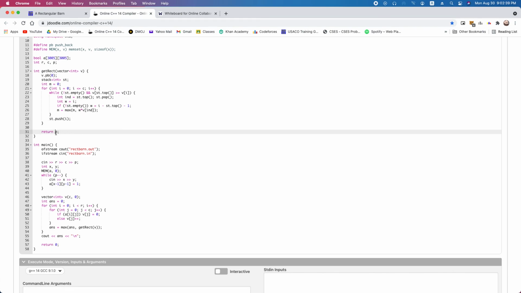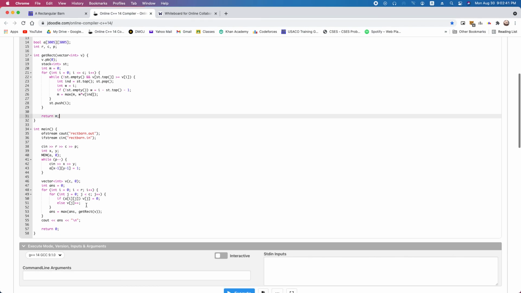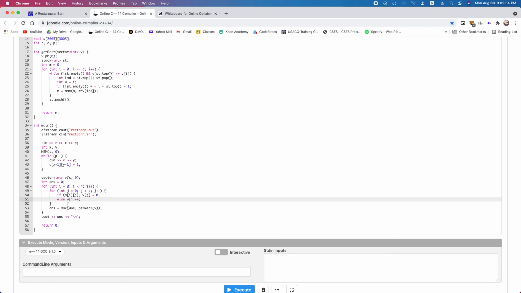So finally, we should return our maximum rectangle that we currently have, and we basically do this for all of the rows. Just sweep through the columns as well, and set the height to 0 if it's an obstacle, otherwise increase the height by 1. So we get the maximum rectangle every time, and also store that in a maximum value. And finally, all we have to do is just print out this maximum value that we have, and that will be the answer.